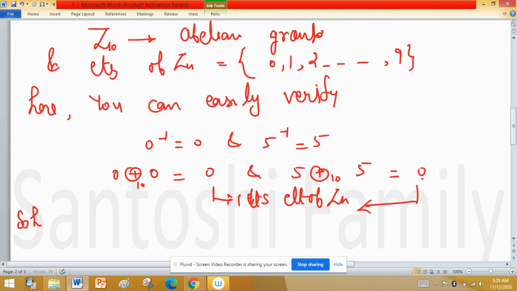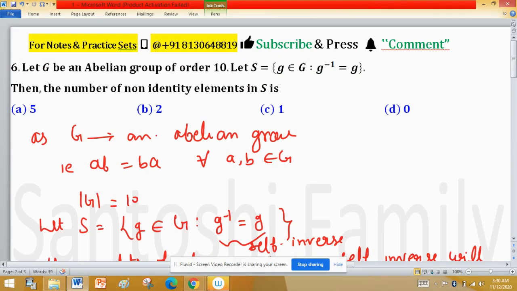So the non-identity element in S is only 5. So the number of elements asked in S which are non-identity and belong to S is only 5. So option C is the right choice.